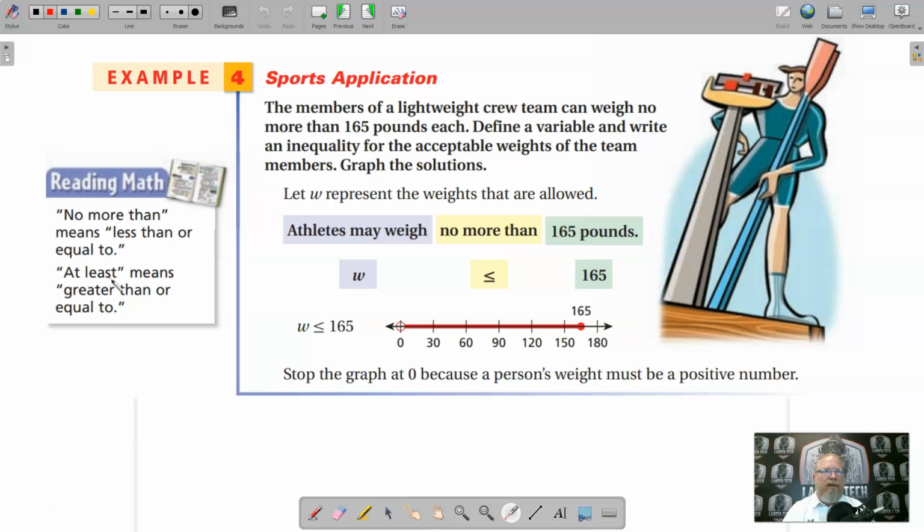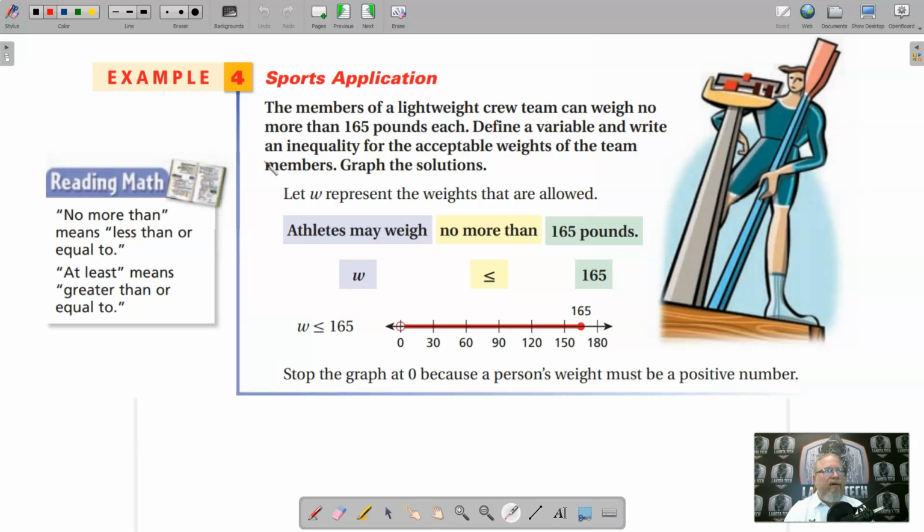And then at least means greater than or equal to. Today we're going to the amusement park. You need to bring at least $50. So that means that if you bring $50, that is equal to, or if you bring $100, well, you did bring at least $50. So kind of keep those phrases in mind. So the members of a lightweight crew team can weigh no more than, there's that no more than that comes up there, right? No more than 165 pounds each. And remember, no more than means less than or equal to.